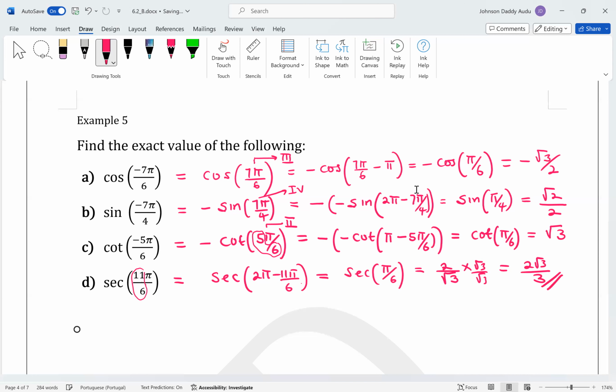All right. So anytime you are asked to find the exact value, if you have negative angles, just use the fact that sine is an odd function. Only cosine and sec are even. The rest are odd, just to make the work faster.